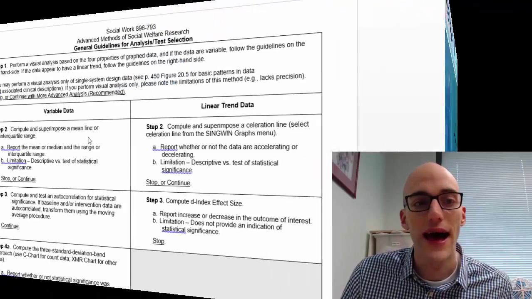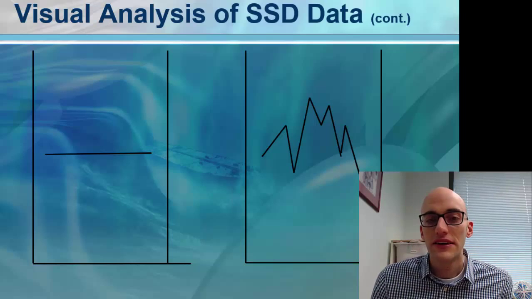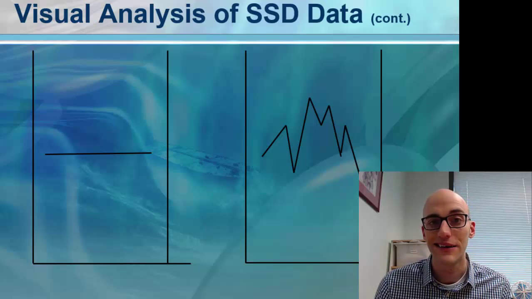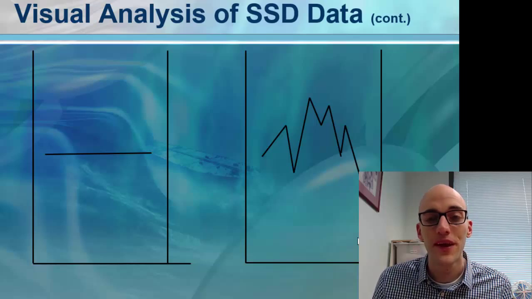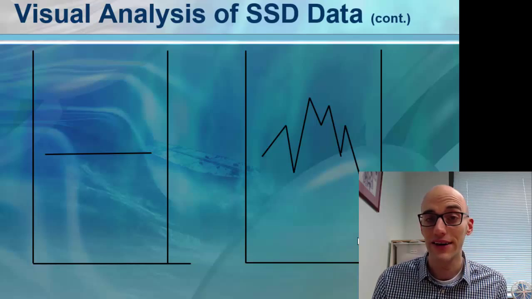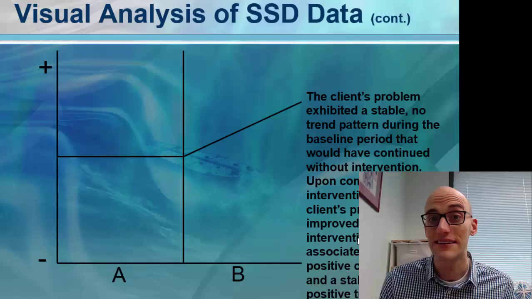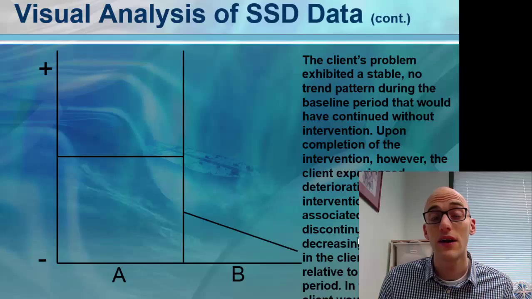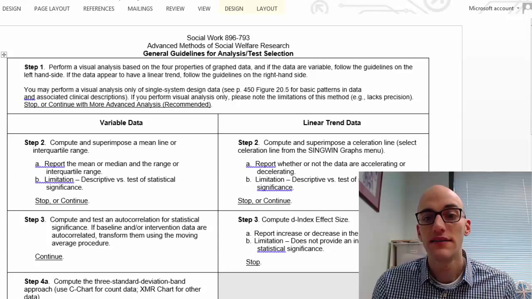So let me show you an example of that. From these examples from Lecture 9, you can see that there's not really a trend in either one of these. On the left-hand side, there's stability, no trend, just flat. And on the right-hand side, you can also see that there's no real trend here. It's really variable. So in either one of these situations, you would follow the left-hand column for those steps. But if you had something like this going on in your intervention stage where you can clearly see a trend, or in this slide where you clearly see a trend, then you would follow along the right-hand side for your data interpretation.